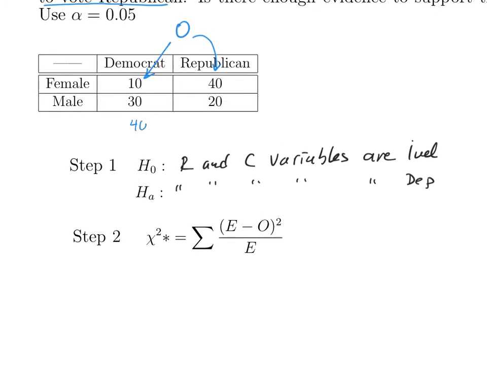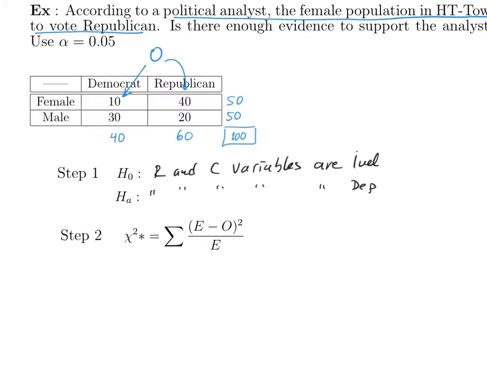So this is 40, this is 60, and the total is 100. Then add the rows also. So this is 50 and 50. Okay. The next thing we had to figure out is what is the value for E. Now you have 4 observed values, so therefore you need 4 expected values. To find expected values, like you will see right now, is very simple, but it can be time consuming.